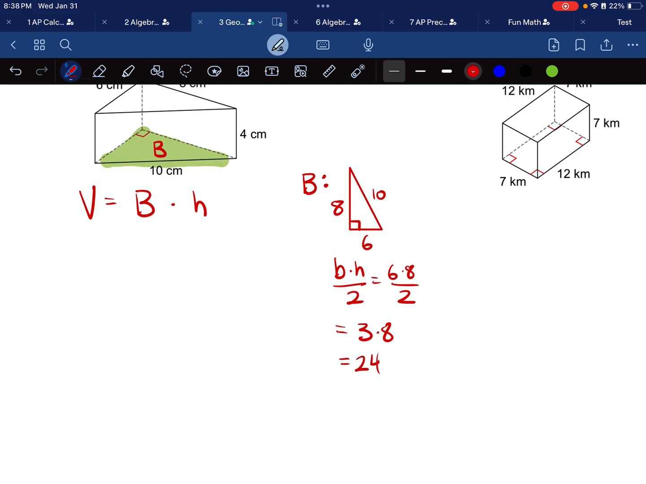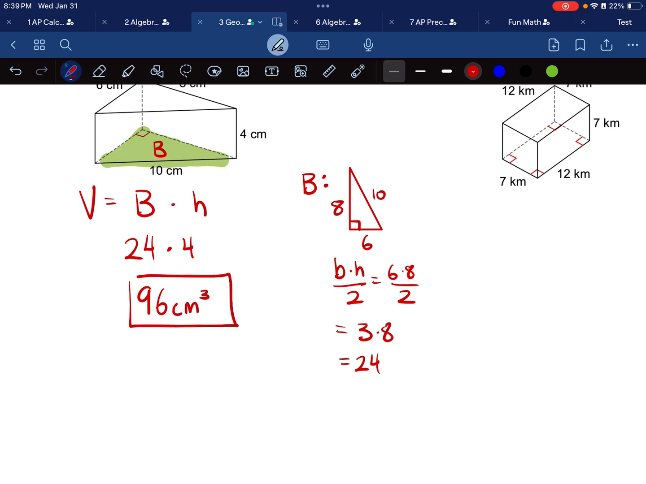So the base area is 24. I can come back up here and say 24 times the height. So this extends up how far? It goes up 4, so I can say times 4. 24 times 4 is just like a double, so double 24, 48, double 48, 96. So we get to 96, and then don't forget our units, centimeters cubed.